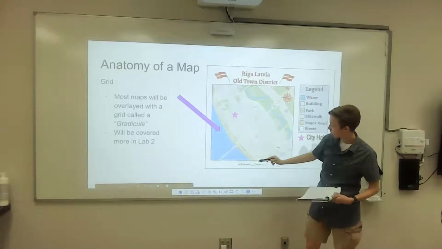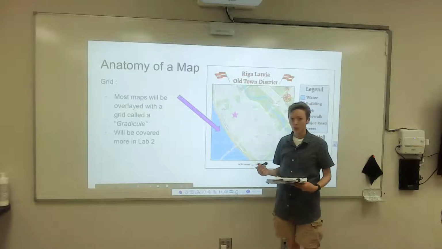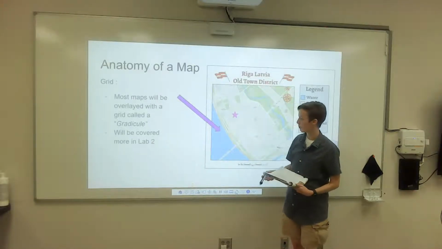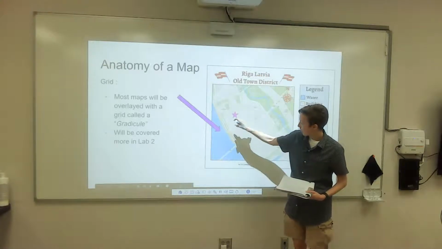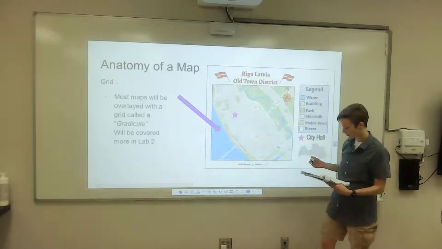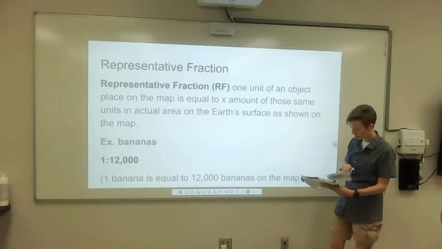So we have our grid. It's a little bit lighter, but it's also called a graticule. It's just something more overlaid, and we're not going to go super into detail. Just understand that it is important because it's showing how much space and how much area. So continue.